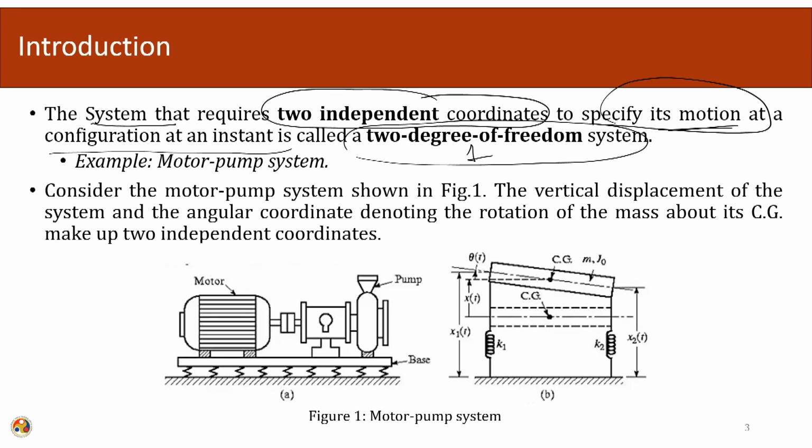Similarly, in a multi degree of freedom system, more than two independent coordinates are required to specify the motion of the structure at any given instant. So, 1 degree of freedom, 2 degree of freedom and multiple degree of freedom system. Basically, the number of independent degrees of freedom dictates what type of system we are dealing with. An example of a 2 degree of freedom system is a motor pump system.